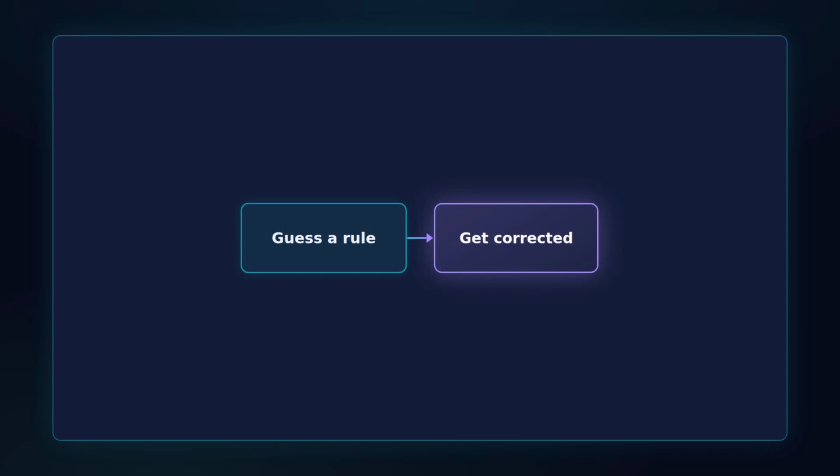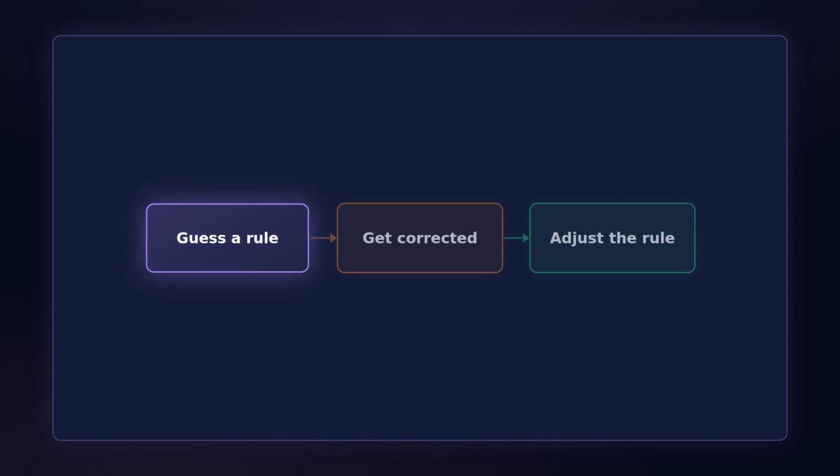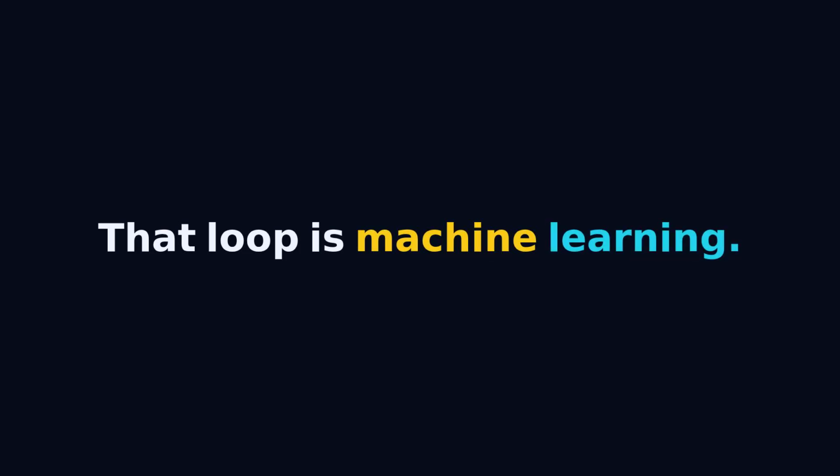Wrong stack. So, you adjust. Maybe it was never about color. Maybe size matters too. Do that 100 times, faster than you could ever blink. And that loop is machine learning. For now, call it trial and error. I'll show you later why that's not quite true.